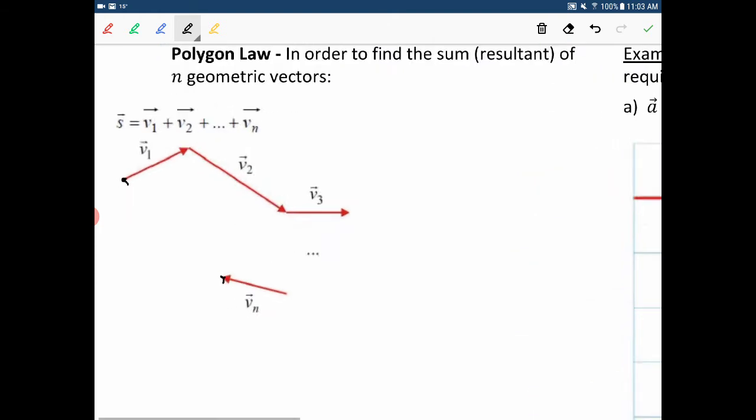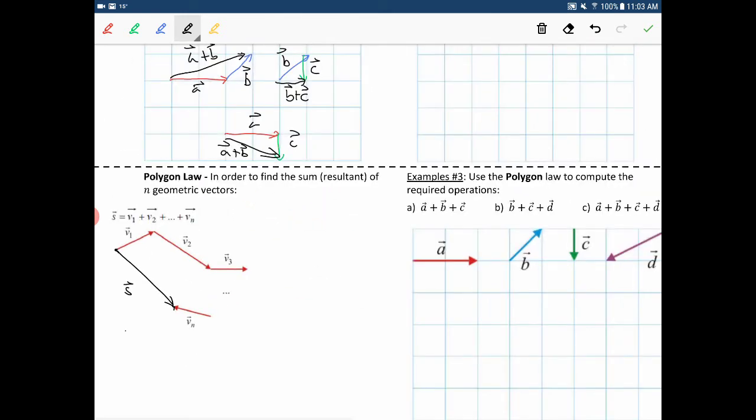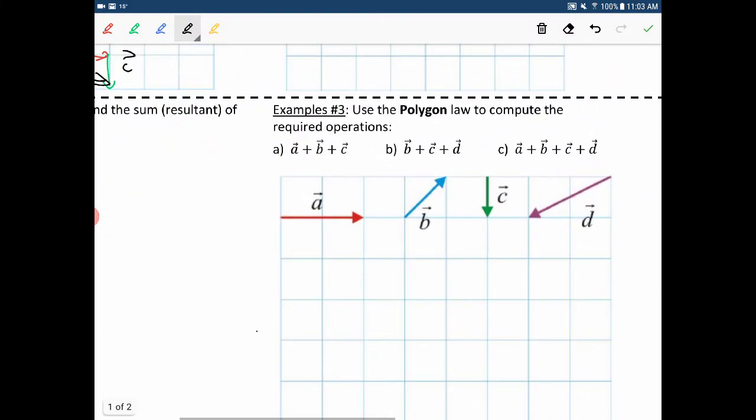All that matters is that our resultant vector, which it calls S, will just start from where we started and end where we ended. Okay, and that's it. That's the polygon law. So I'll do a couple of these. I'm not going to do all 3 of them because I don't want this video to go on forever. We'll do the first one though.